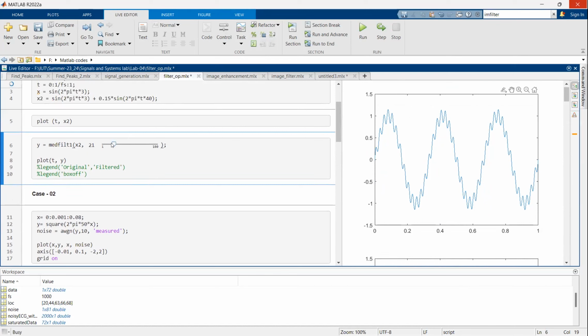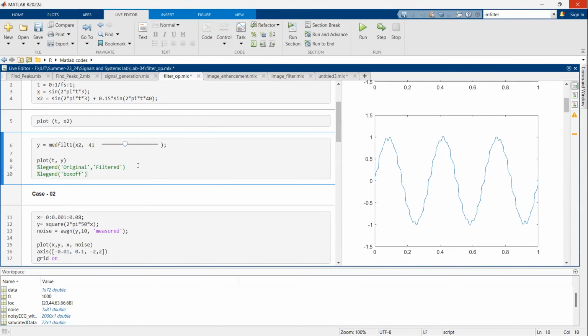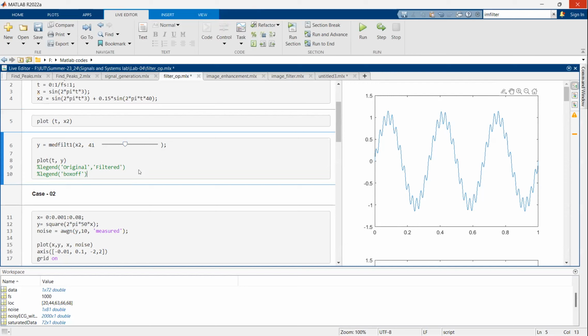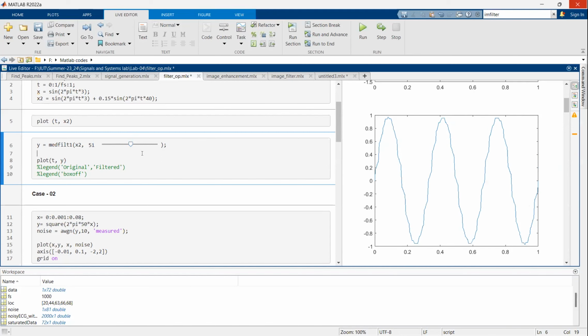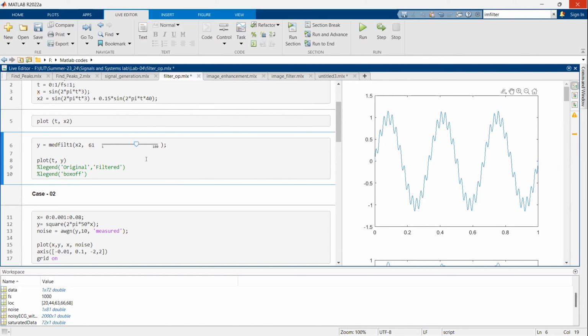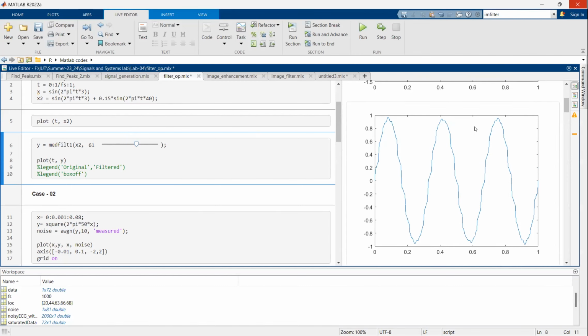See, originally there is no change. If you increase the filter, this was the original signal. If you increase the filter window size, you can see that as I increase it, you are getting more and more of a sinusoidal wave. So this is like increasing the size of your kernel. Now you get a better sinusoid wave. So the filter operation works this way.